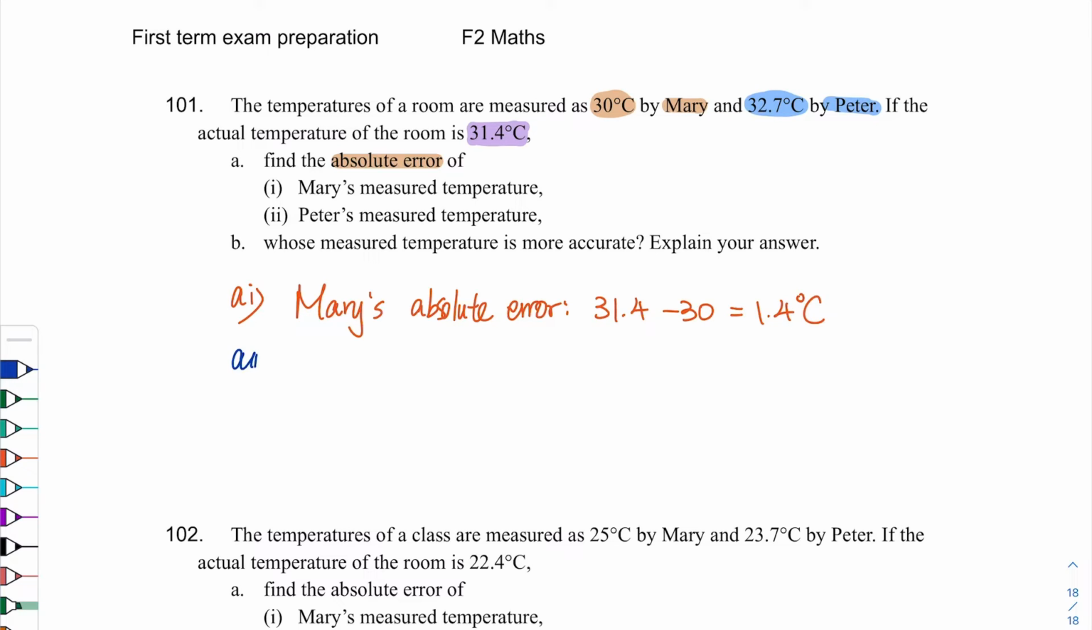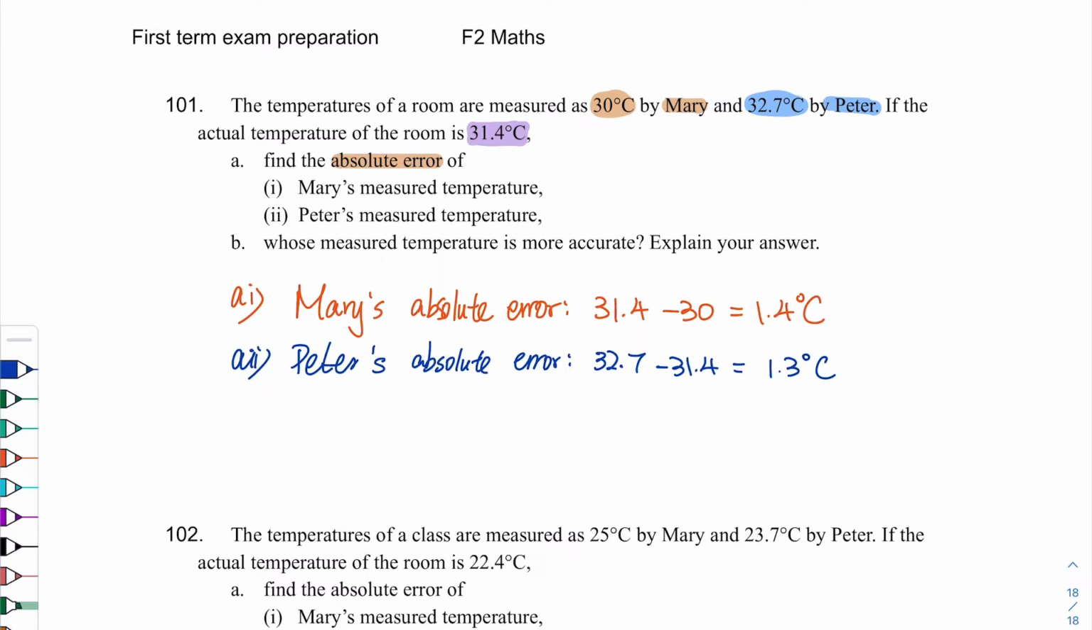How about Peter's? Which number is bigger? No matter which one, you write the big number first and then the smaller one. So the bigger number is 32.7 minus the measured one. And what do you get as the answer? 1.3. Remember to write the unit.